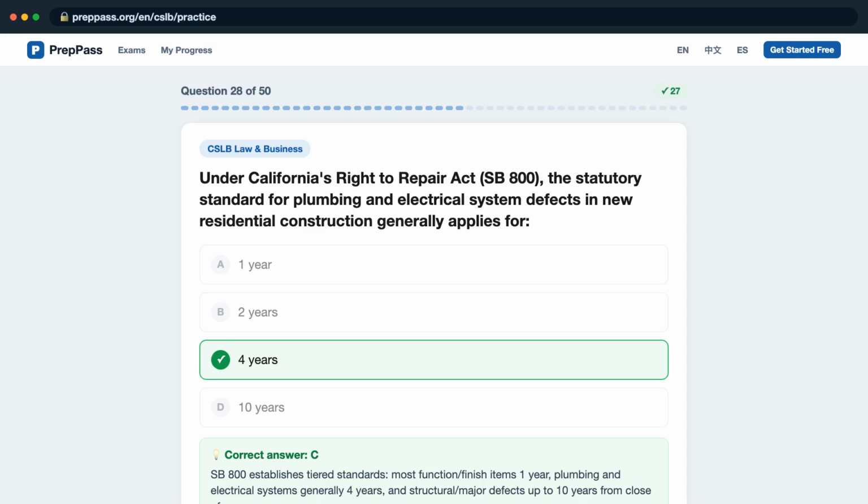SB 800 establishes tiered standards. Most function and finish items, 1 year; plumbing and electrical systems generally 4 years; and structural or major defects up to 10 years from close of escrow.